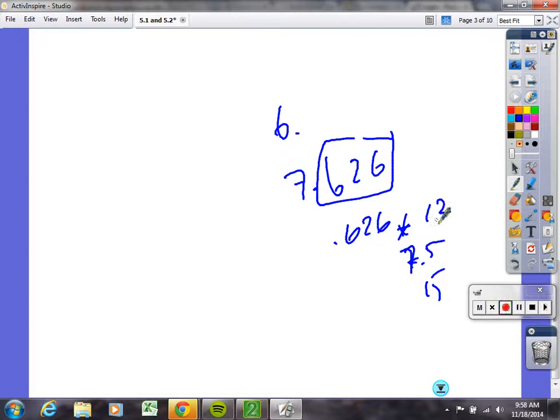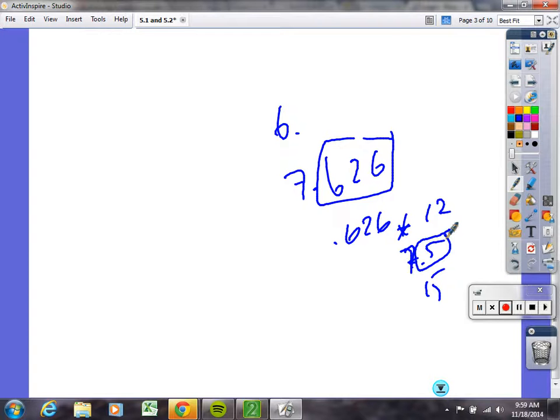6.26 times 12. Because you're taking this, which is in years, and how do we get years to months? We times it by 12, don't we? And then that tells us how many months, and this is representing 0.5 of a month, and how many days, on average, we'll say 30. 30 times 0.5 is 15.